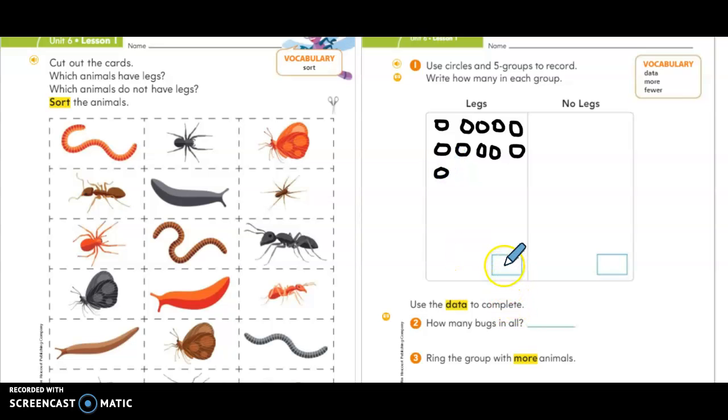Did you get 11 too? If you did, great job. If not, count again. Remember here I use 5 groups so that it's easy for us to count. 5, 10, and one more is 11. How about no legs?